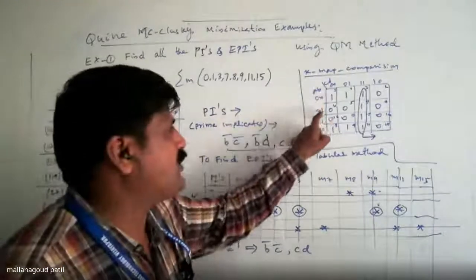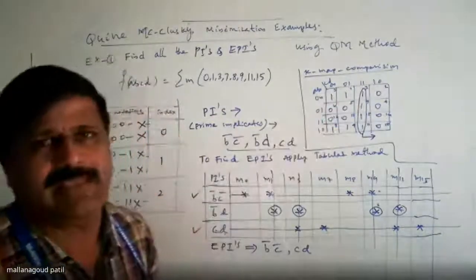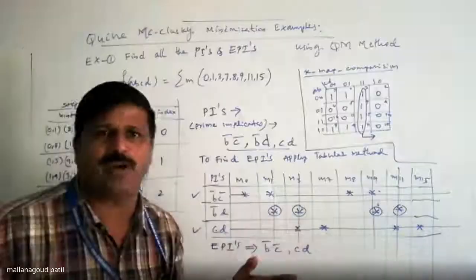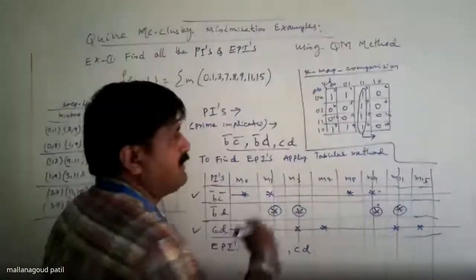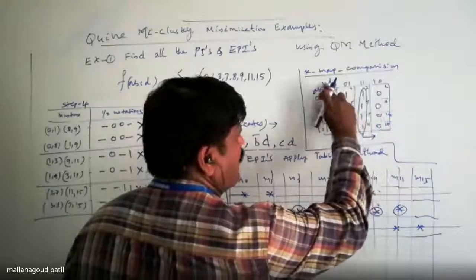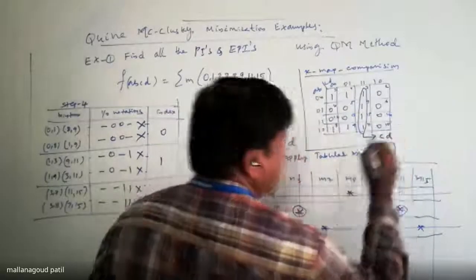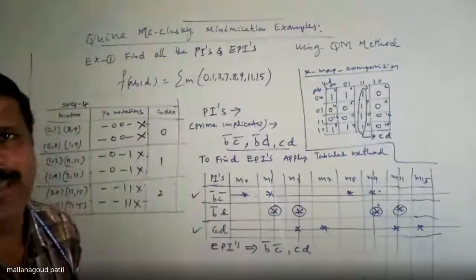AB is 0, 0, 0, 1, 1, 1, 0. You cannot write AB here because all those combinations cannot be AB. It's CD, the column. Only one column is there, and both are 1, 1, which belongs to CD. Then you write CD. The term will be CD.